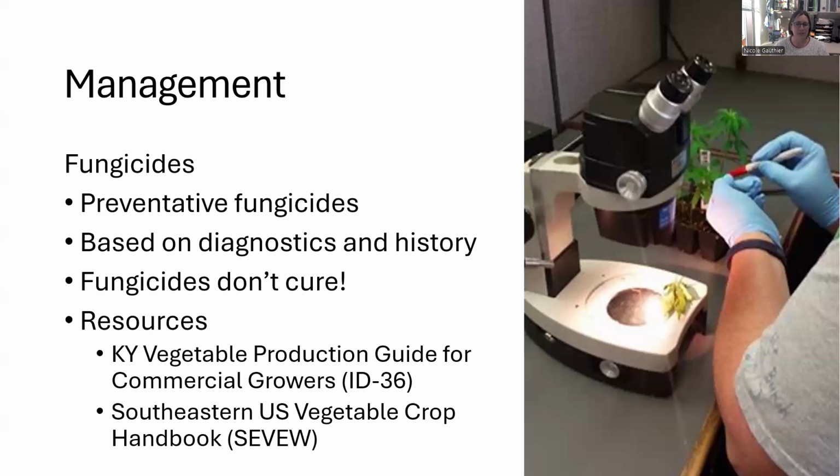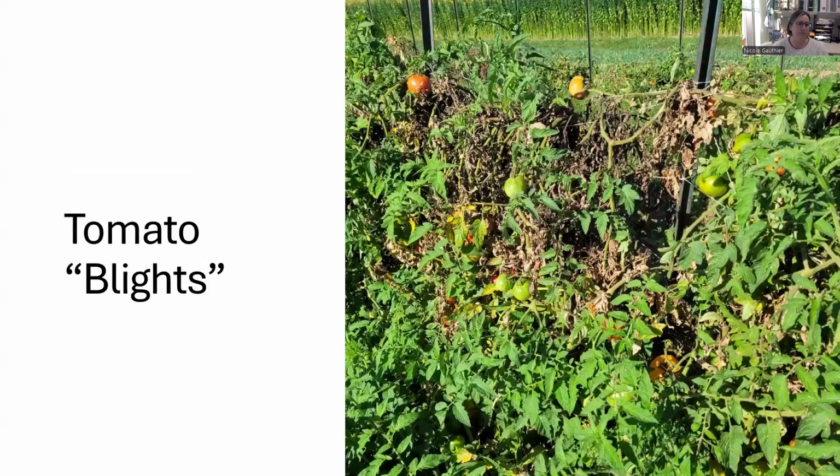And then another resource that is similar, just formatted differently, is the Southeastern U.S. Vegetable Handbook. And we call this one SEVU. And this is the entire Southeast. So there might be some diseases and some pests in there that might not be applicable to Kentucky, but honestly, this is my favorite of the two guides because of the way it's formatted and the way it's set up. So both of those links will be down in the description.